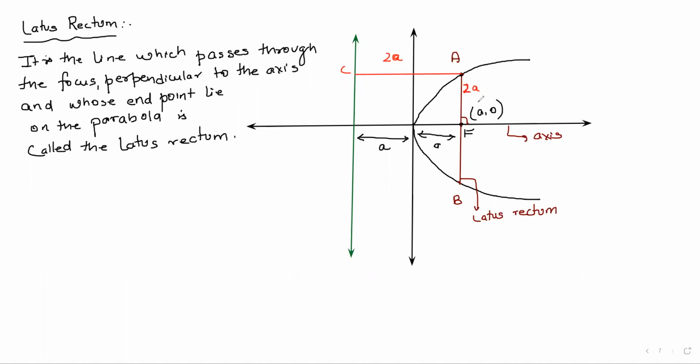Because the distance from focus to A and from A to C is supposed to be equal. Very good. As per the definition of parabola, the distance between the fixed point and the line should always be equal. So if this is 2A, then this is also 2A. Now, we need to find the length of latus rectum. So length of latus rectum means AB. AB is 2A plus 2A. These two distances are equal. So if this is 2A, this will also be equal to 2A. So this will give you 4A.